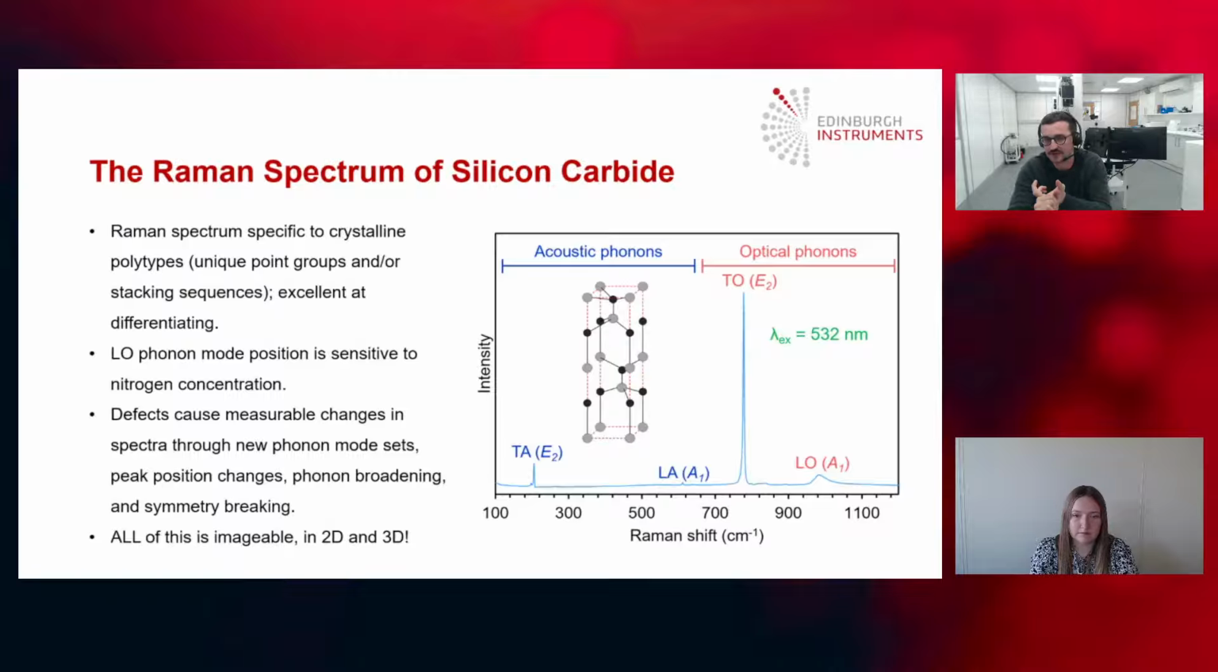There are other reasons why Raman's suitable for analyzing silicon carbide. There's a strain effect. There are specific modes within the silicon carbide spectrum that are sensitive to doping concentrations. So this little mode here, the LO mode, moves basically when you add more nitrogen. And of course, with all semiconductor examples, defects are revealed through either new phonon modes, shifts, peak broadening, or maybe just symmetry breaking, which creates new bands. Importantly, what we want to show here is that all these phenomena can be imaged in 2D and in 3D when using a confocal Raman.